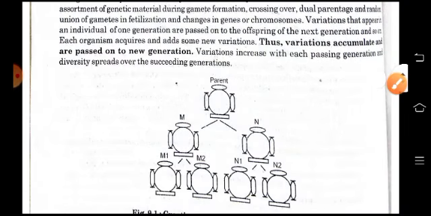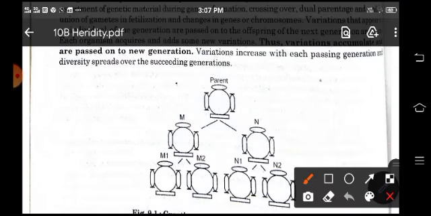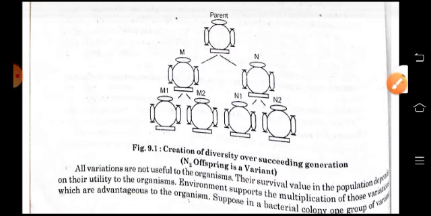So, here is the parent. From the parent, two daughters; again from one, two daughters; again from one, two daughters. Okay.